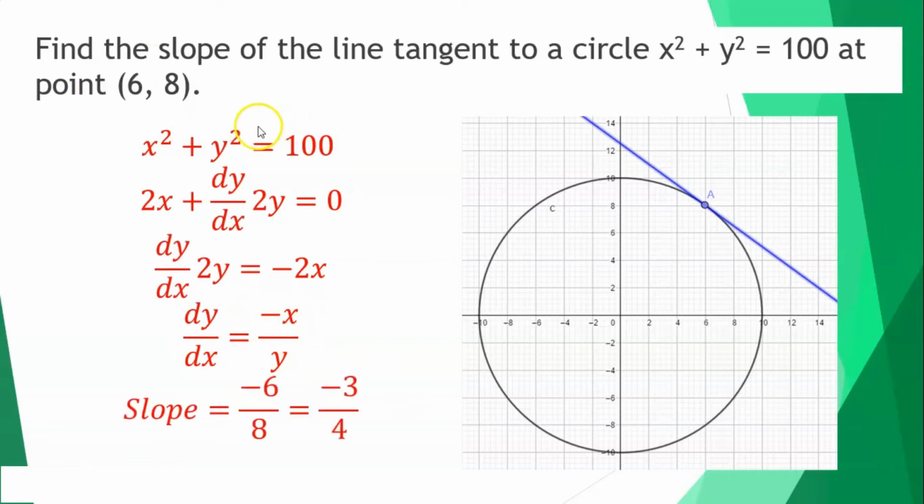Take note, making use of the point (6, 8), negative x would be negative 6, and our y is 8. Simplifying this, the slope here is negative 3 over 4. Take note, it's negative, and when you look at this one, the line here is also a falling line. So take note of that.